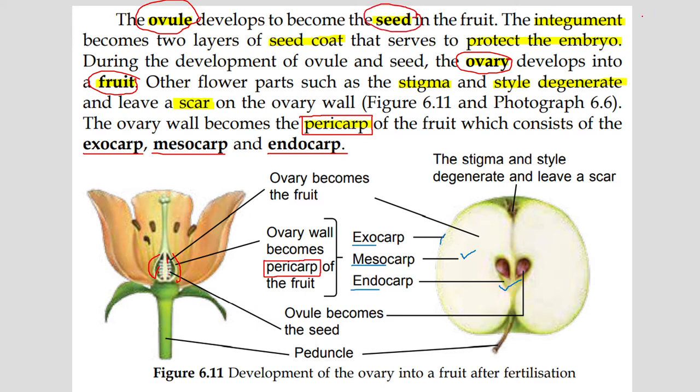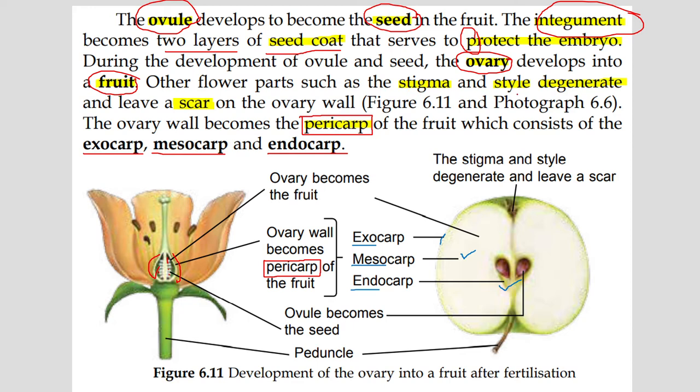Still remember this integument structure, which is the two layers of the developing nucellus tissues. Remember our integumentary system? That's our skin. So here for plants, this will form the seed coat, which serves, this is the keyword, to protect the embryo which is within it.